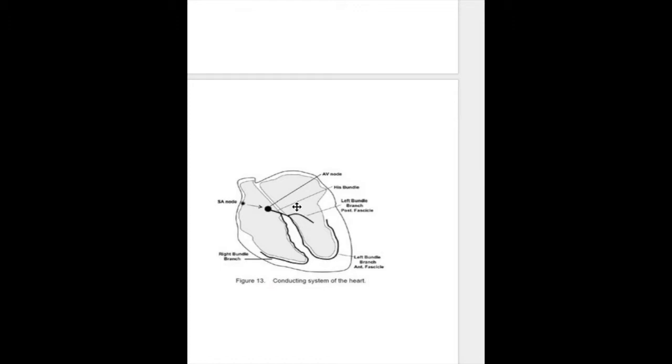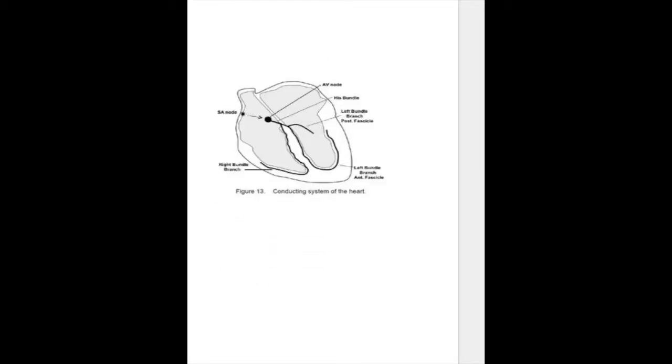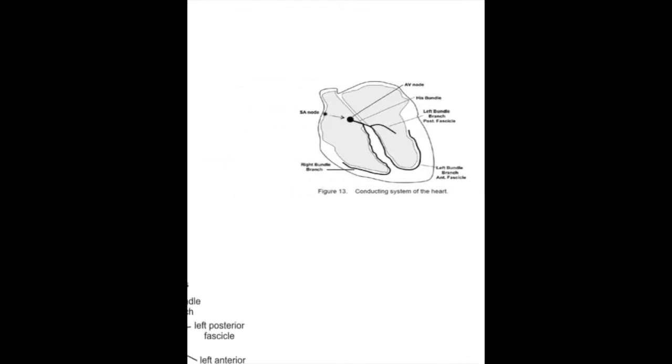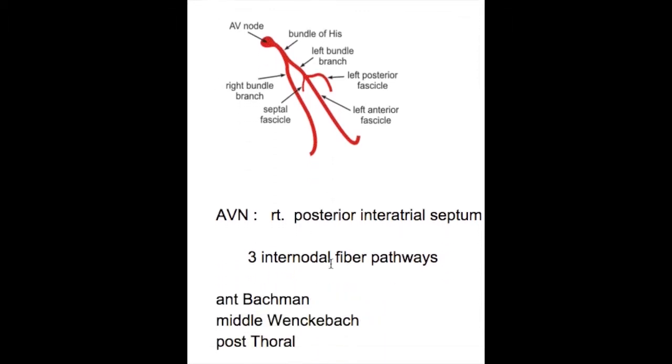Where are the anterior fasciculus and posterior fasciculus of the conducting system? The anterior and posterior fasciculus, they both arise from the left bundle. See here, this is the left bundle, this is the right, this is the left posterior fasciculus and the anterior fasciculus arising from the left bundle.